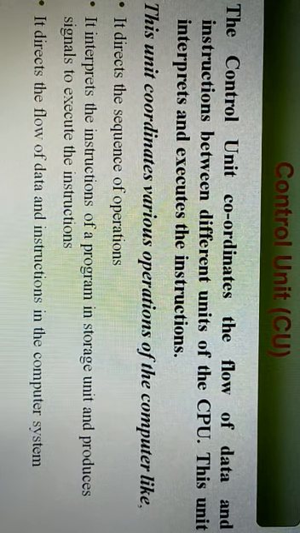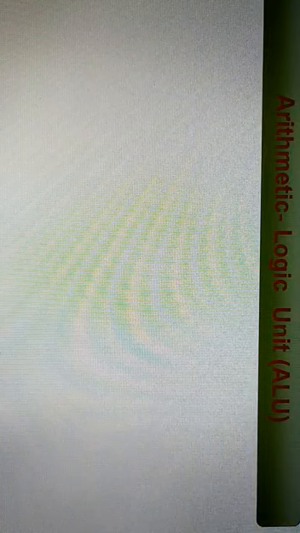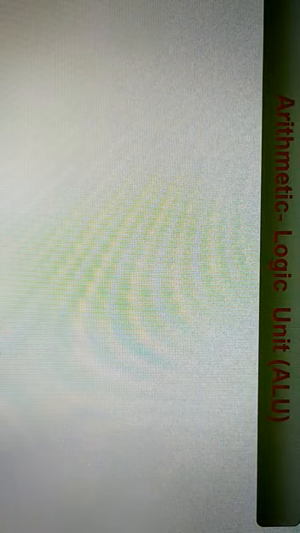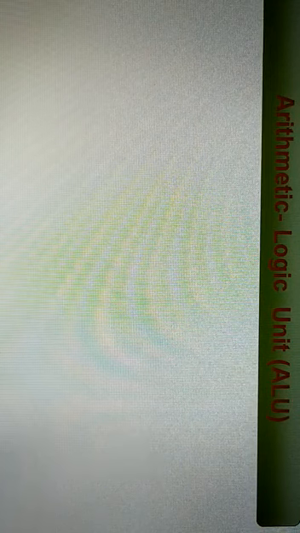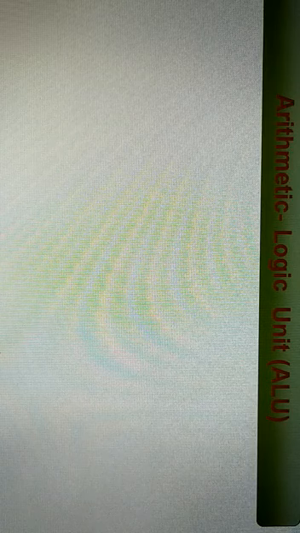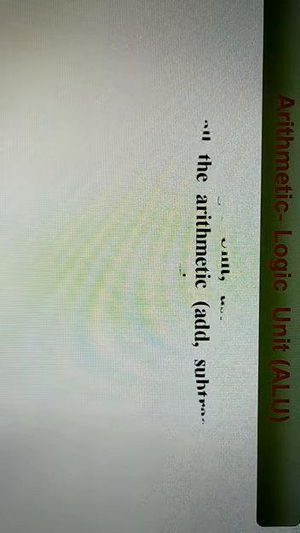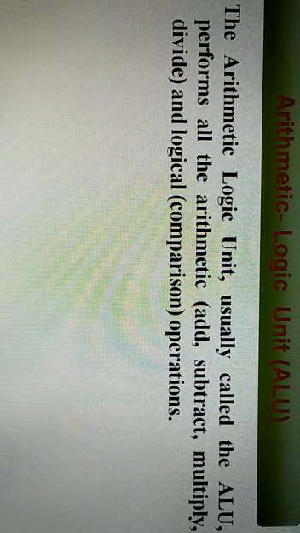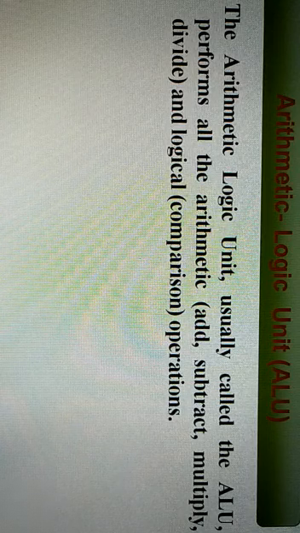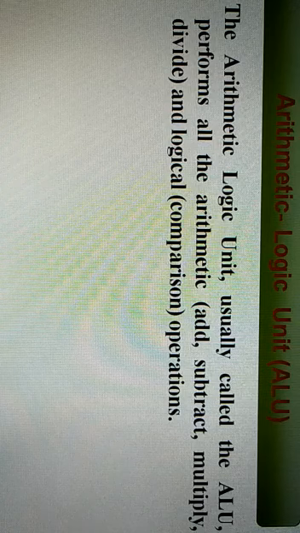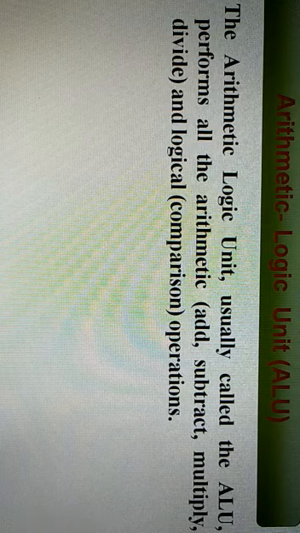Now move to the next. The next one is the arithmetic logic unit, and briefly it is known as ALU. The arithmetic logic unit, usually called the ALU, performs all the arithmetic, that is addition, subtraction, multiplication and division, and logical operations.